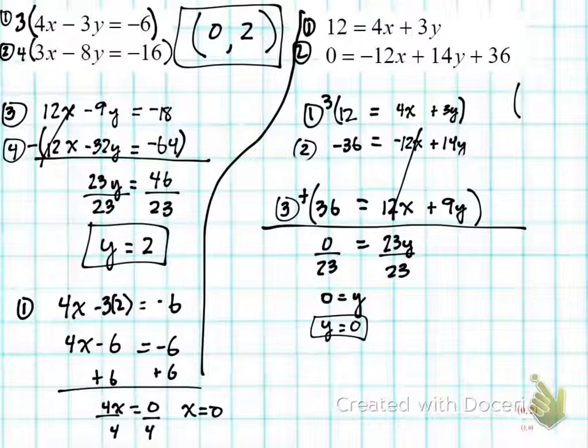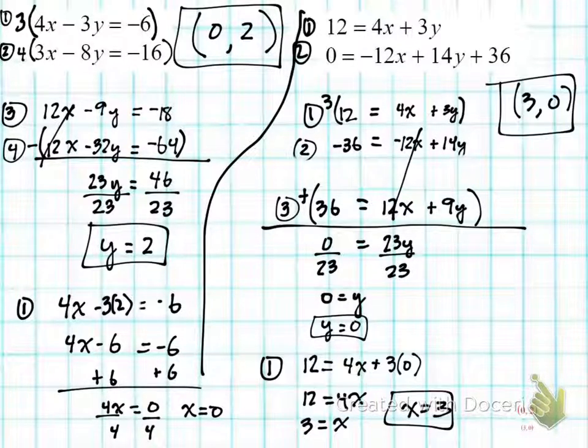Then you plug it back in just like the last few days, and you get x is equal to 3. I picked equation 1. Why did I pick equation 1? Because it's the smallest numbers.